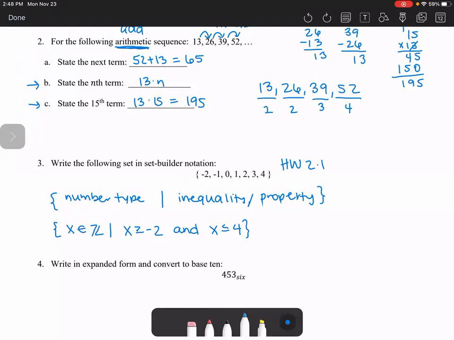This is not the only way to write this. You can combine these inequalities if you want. You could say that we're looking at integers and combine the inequalities, saying that -2 is less than or equal to x is less than or equal to 4. Or if you want to use strict inequalities, just less than or greater than rather than less than or equal to, you can do that as well.